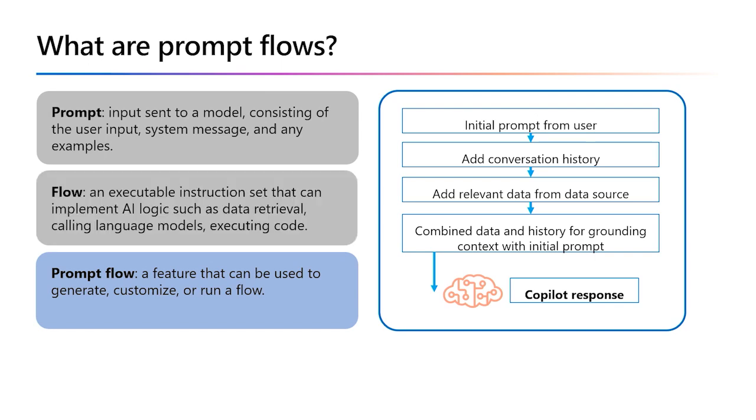A flow is an executable instruction set that can implement the AI logic. Flows can be created or run via multiple tools like a pre-built canvas, LangChain, etc. Iterations of a flow can be saved as assets. Once deployed, a flow becomes an API. Not all flows are prompt flows. Rather, prompt flow is one way to create a flow.